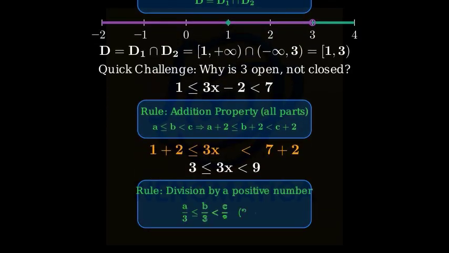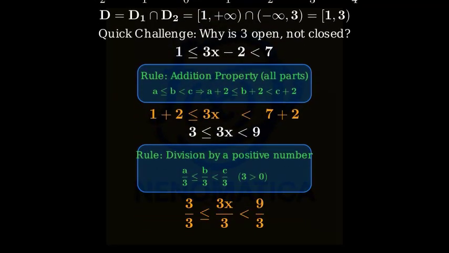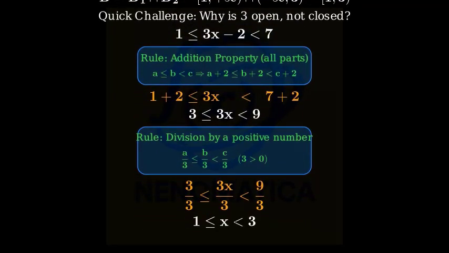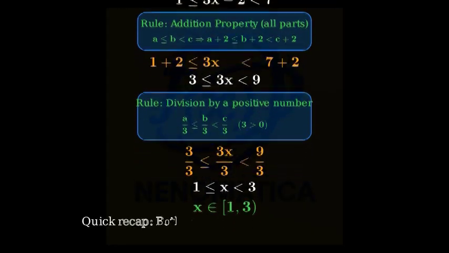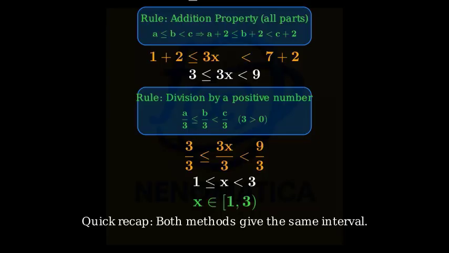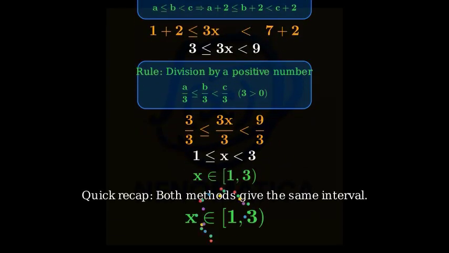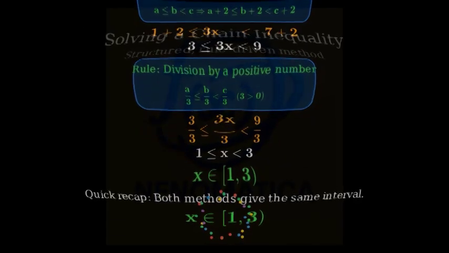Divide every part by positive 3. Directions stay the same. Simplify to 1 less than or equal to x less than 3. Conclude x belongs to the interval from 1 closed to 3 open. Final answer: x is in the interval from 1 inclusive to 3 exclusive.